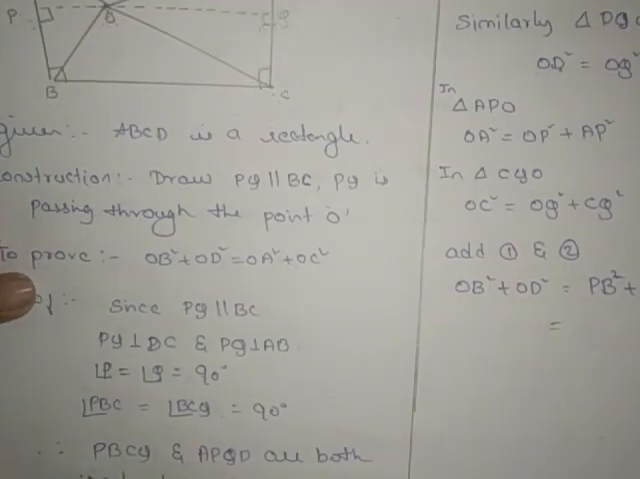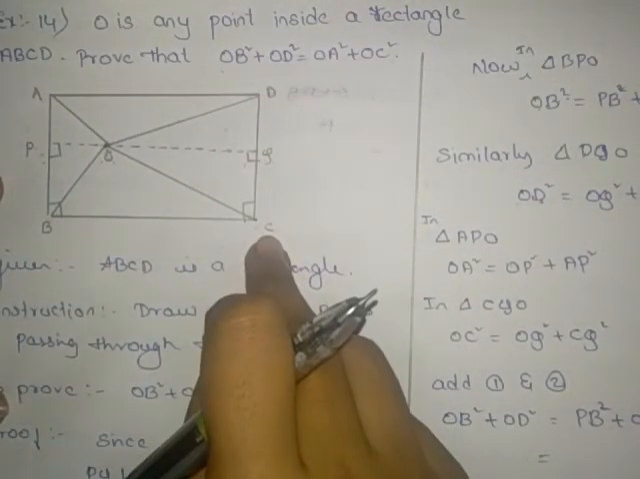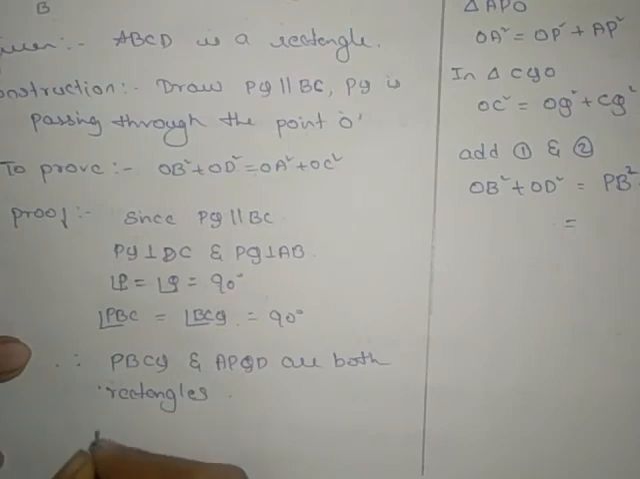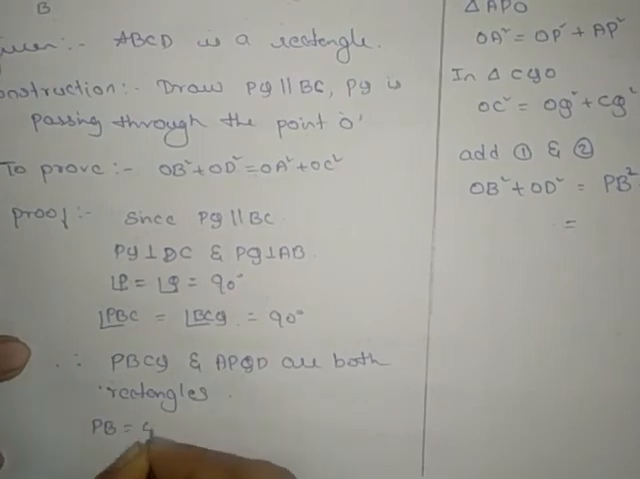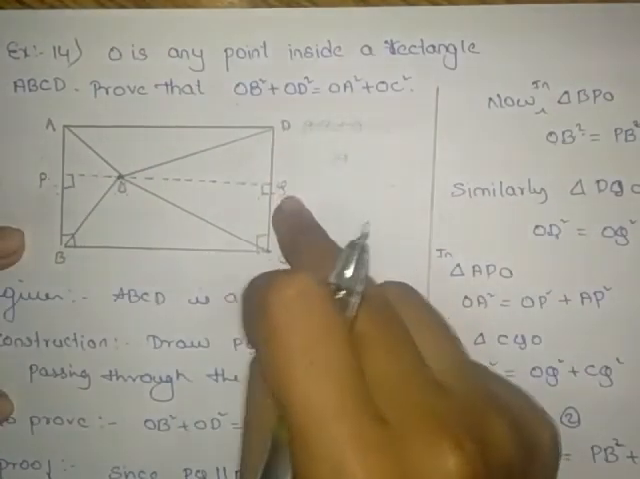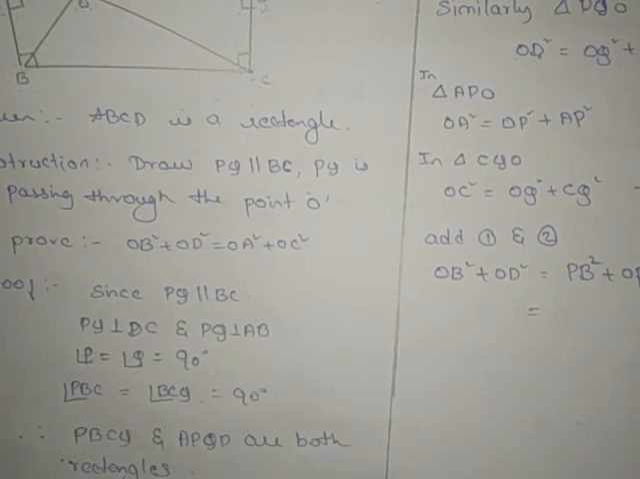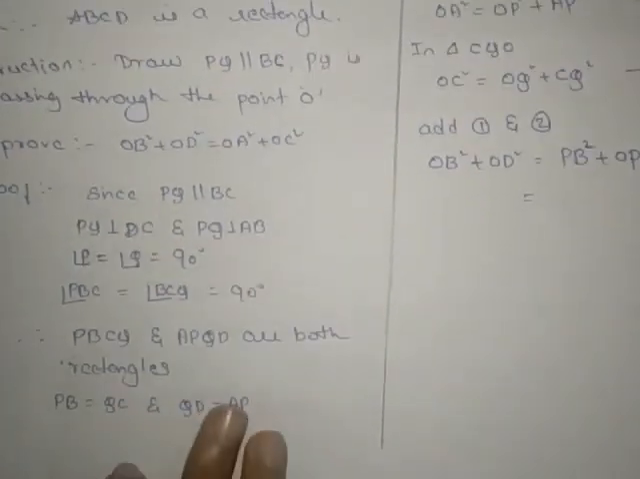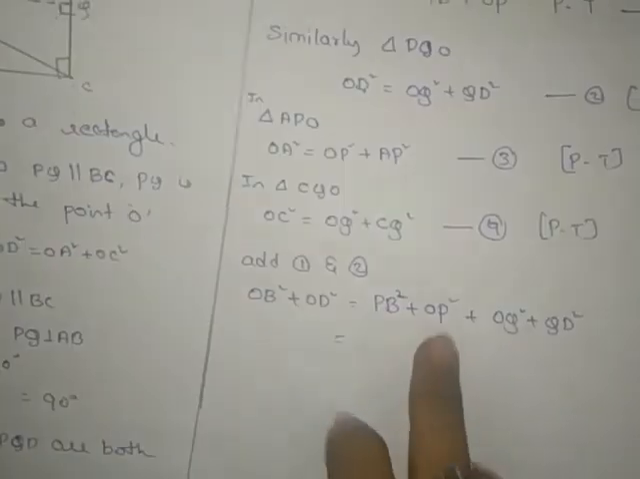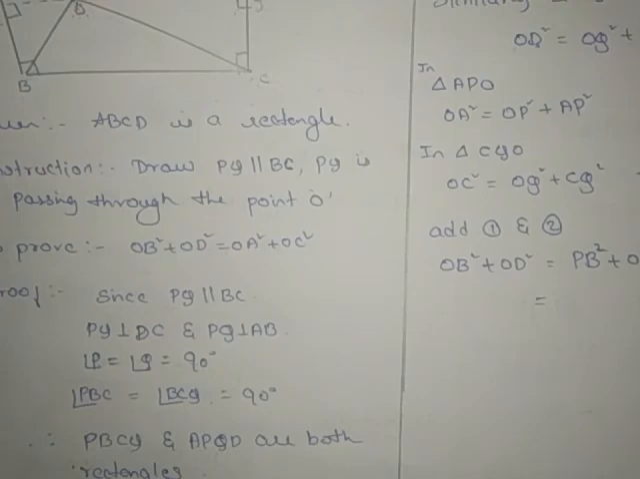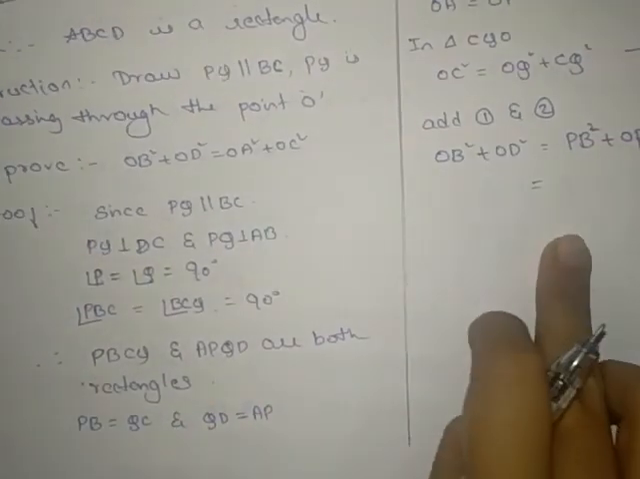Here I have proved that these two are rectangles, right? If these two are rectangles, can I write PB equals QC? Yes or no? So we'll write here PB equals QC and QD equals AP, right? We are going to use this concept here. Did you get why we have proved this first? It is a rectangle. We have to use this concept at the end of this proof.